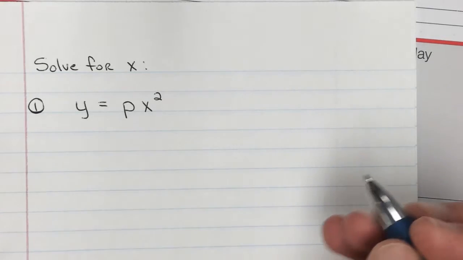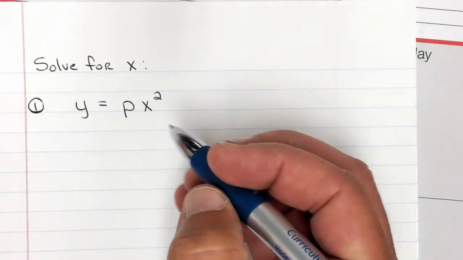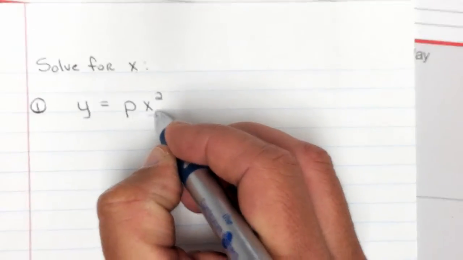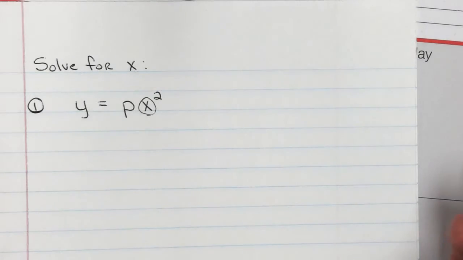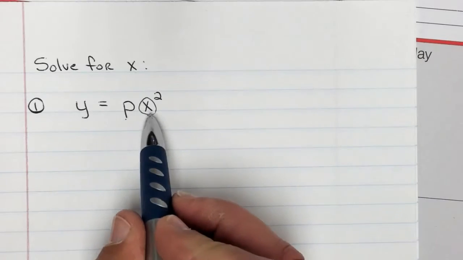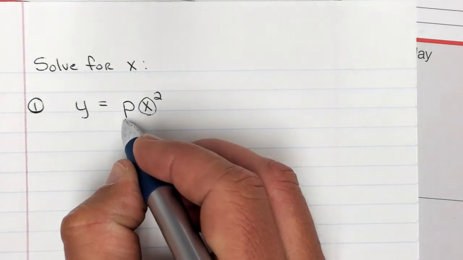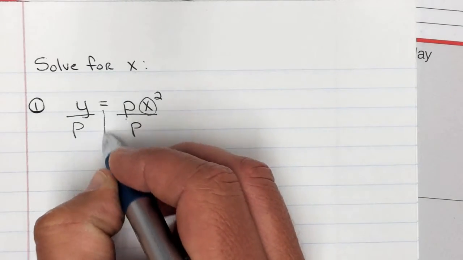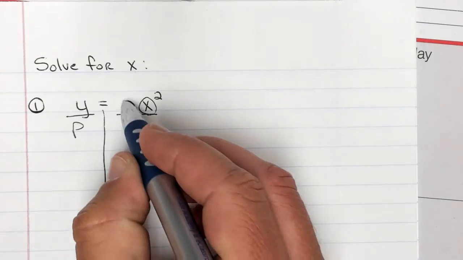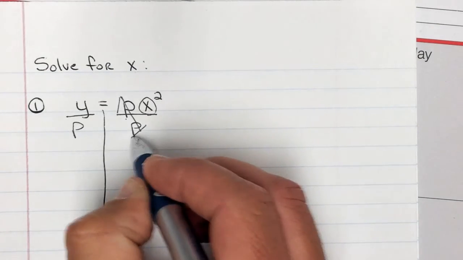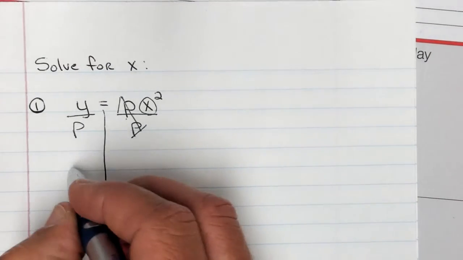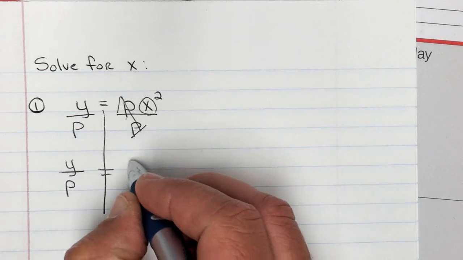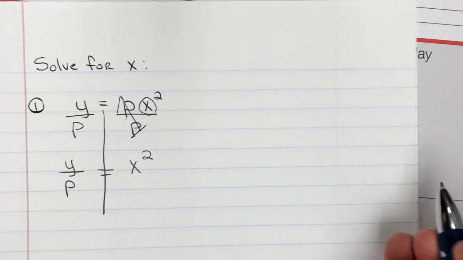For solving literal equations, look at what you're asking to be solved for. We're looking to get x by itself. Since p is multiplied by x squared, the first thing we're going to do is divide by p on both sides of the equation. Those two p's go to 1, so now we have y divided by p equals x squared.